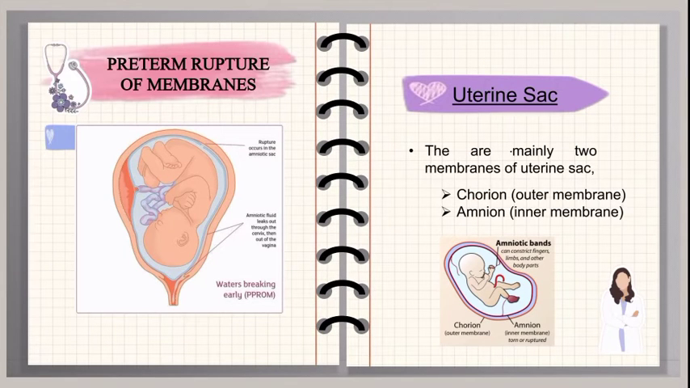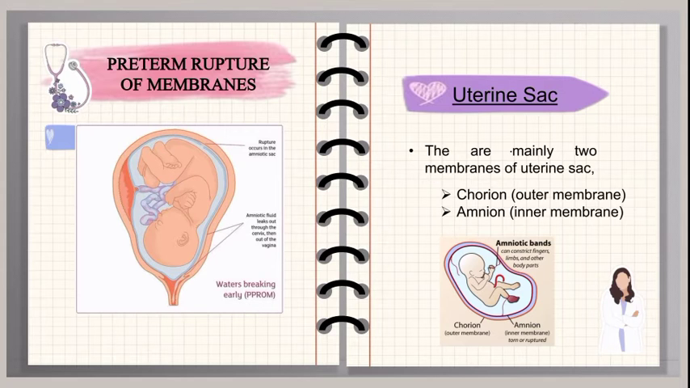So now let's move on to the preterm rupture of membranes. So as you can see in the picture, the baby is inside a sac. It is called the uterine sac. A uterine sac is a thin-walled sac that surrounds the fetus during pregnancy.